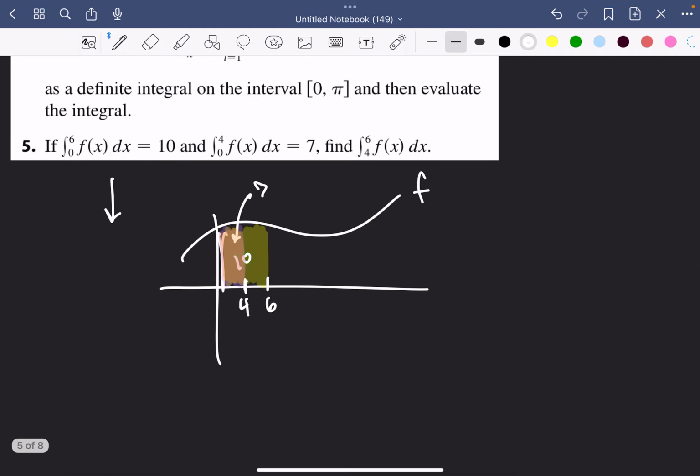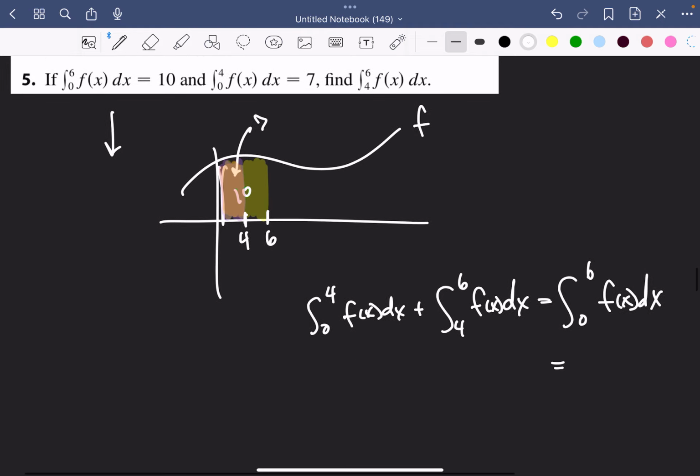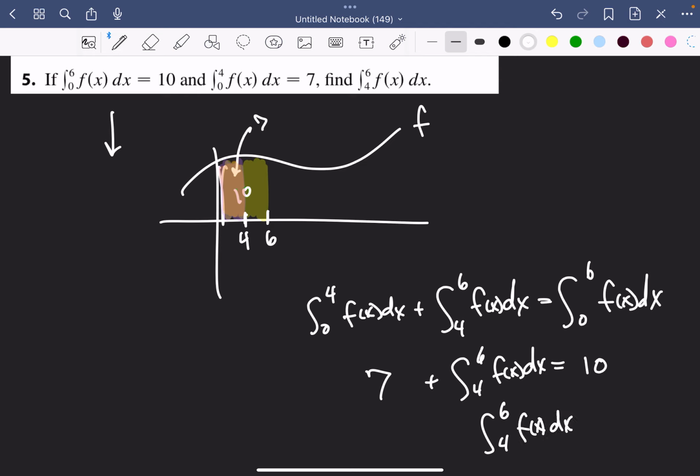Well, then I think it's pretty clear. You know that the integral from 0 to 4 of f of x dx plus the integral from 4 to 6 of f of x dx is just going to equal the total area from 0 to 6. But we know that the area from 0 to 6, you told me, was 10. The area from 0 to 4 was 7. And so now I'm ready just to solve, and I get that the area from 4 to 6 under the f curve is 3.